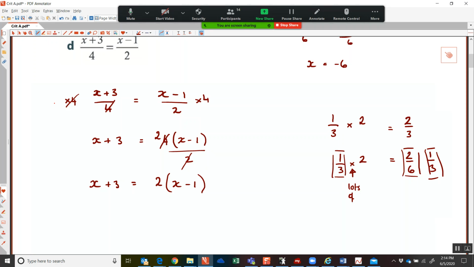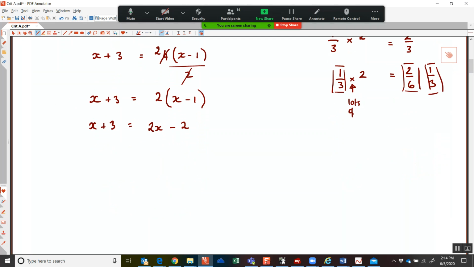All right. But what's the next stage if we're doing it this way round? Expand the bracket. So we've got x plus 3 is equal to 2x minus 2. Okay. What do we do now? Oh, okay. How would you do that?